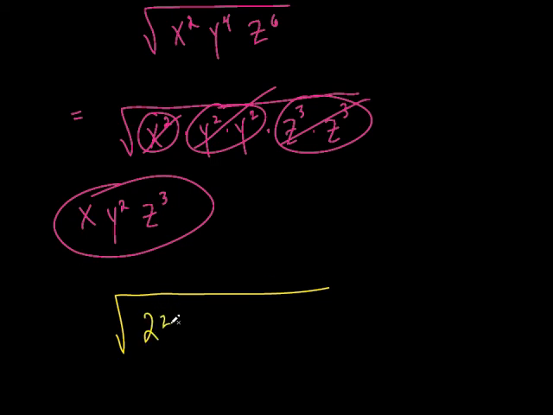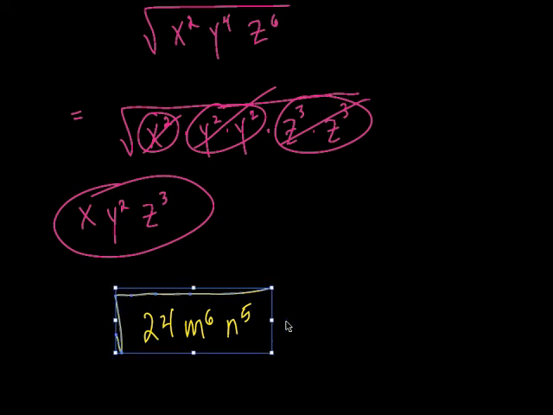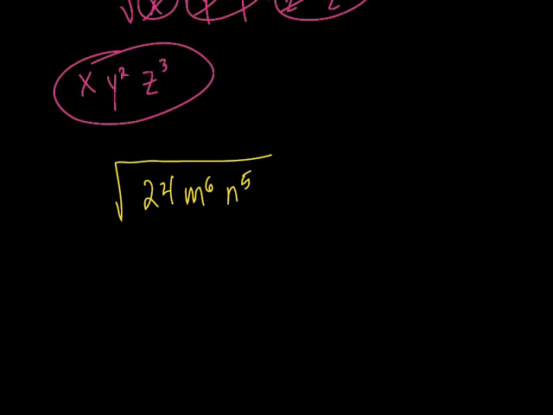All right, look at this one. Let's try this one. 24, m to the 6th, n to the 5th. We don't need this quite as long. Just shorten it up. All right, look at this one. This one's a little different.